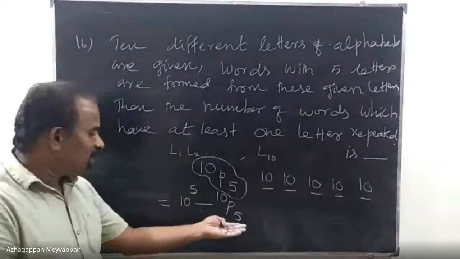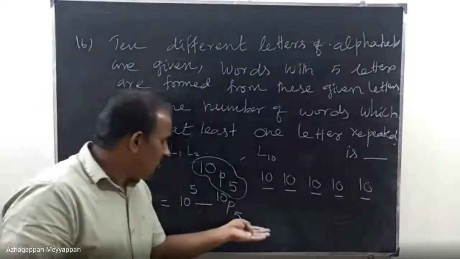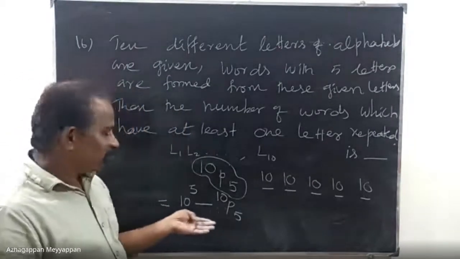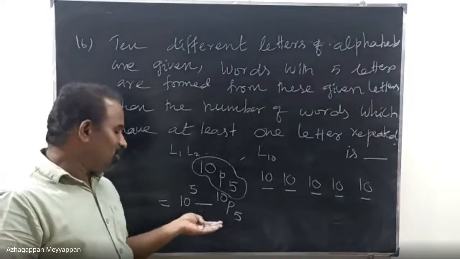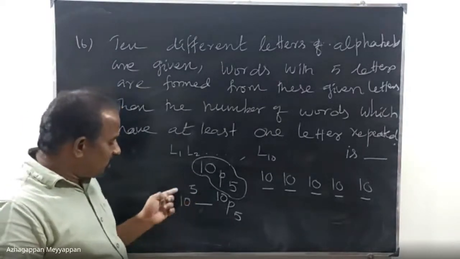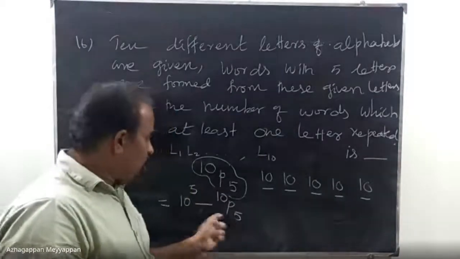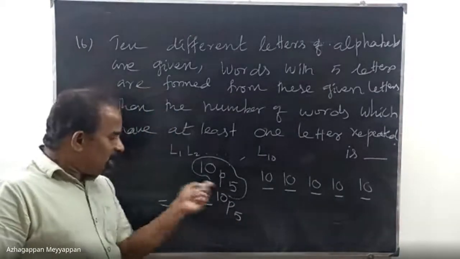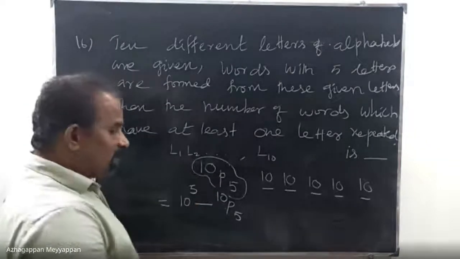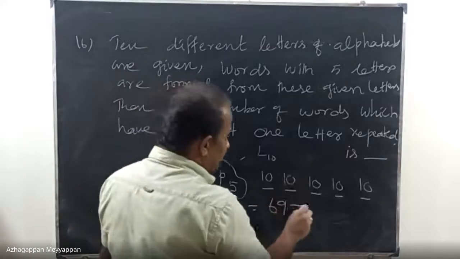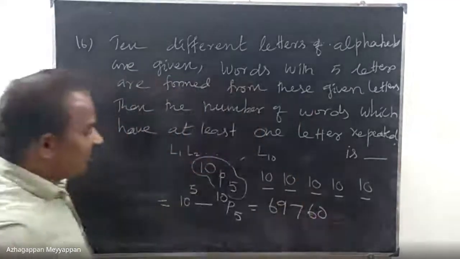This is nothing but the number of 5-letter words without repetition. Because this consists of with repetition and without repetition, and this is without repetition, you subtract it and you will get the with repetition. So therefore 10 power 5 minus 10P5 will become 69760.